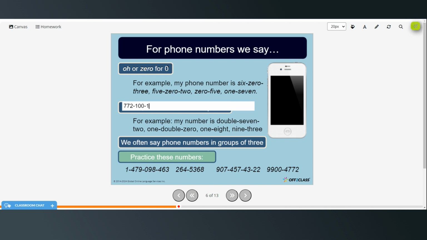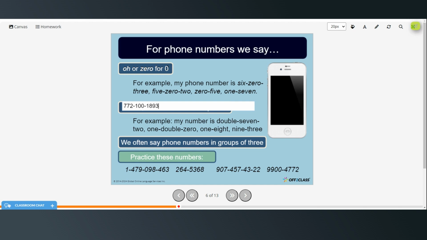So 772, 100, 1893. And we often say phone numbers in groups of 3. So practice saying these numbers. 1-479-098-463, 264-5368, 907-457-4322, or you could say 99004772.